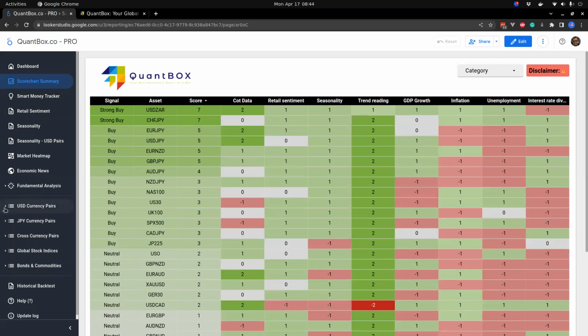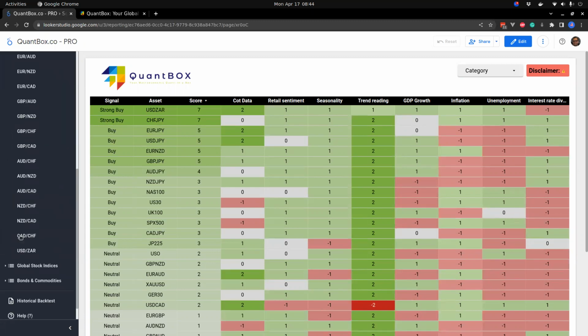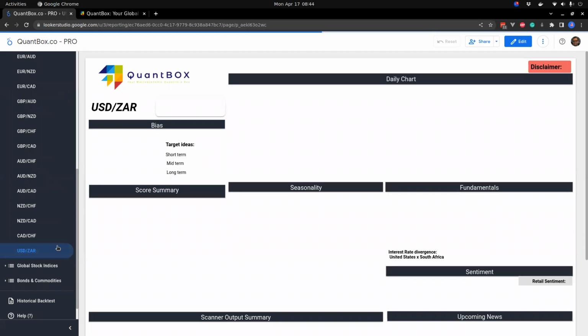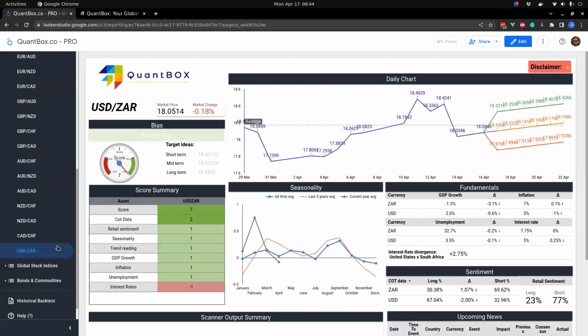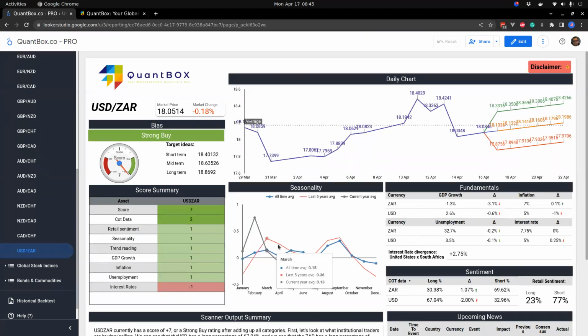If we take a look at the specific pairs over here, for example, let's look at USD ZAR. So USD ZAR, you can see, comes up with a 7, and pretty green across the board, actually. So taking a look over here in cross currencies for USD ZAR, you can see a bias of strong buy, broken down across a number of different things. Seasonality, first of all, so you can see here April tends to go down for the USD ZAR. However, very strong buy at the moment with regards to our score chart summary.